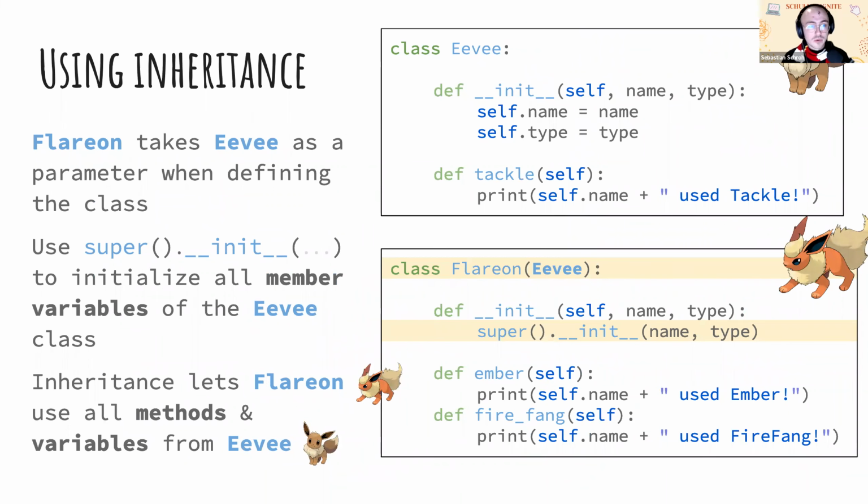So for example, Flareon takes EV as a parameter when defining the class. So you see from above here, we have a base class of EV. And then below we have a Flareon, and in parentheses, we take that EV in. That's where that's coming from. And then we use super.init to initialize all member variables of the EV class. So basically what that line of code is doing is calling the init method from that EV class above. So it's like importing a class into another class.